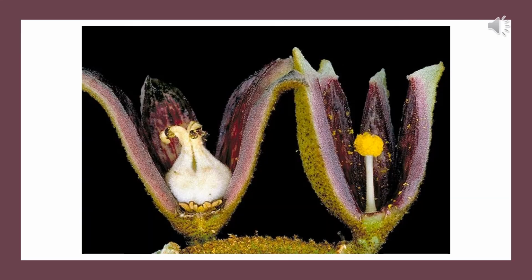Here is a beautiful representation of a female flower on the left and a male flower on the right. So we see that very distinctive shape of the pistil in the female flower. And then we see on the right-hand side in the male flower, a perfect representation of that stamen. So we have the filament that has the pollen-filled anther at the end of it.